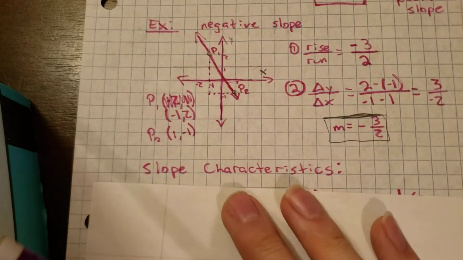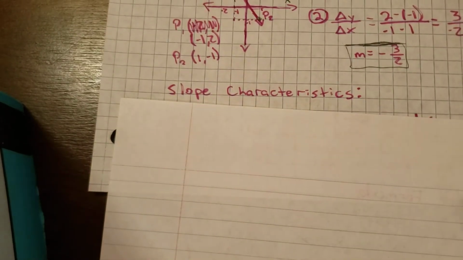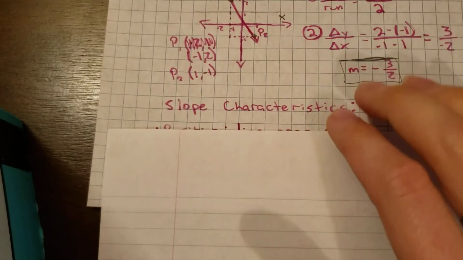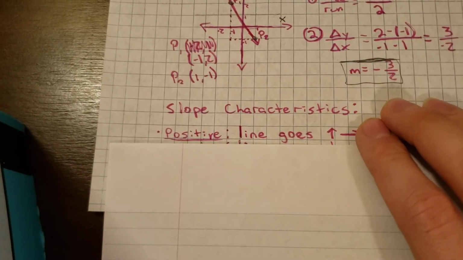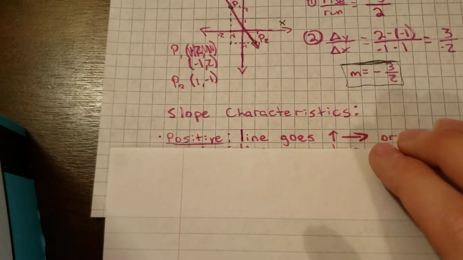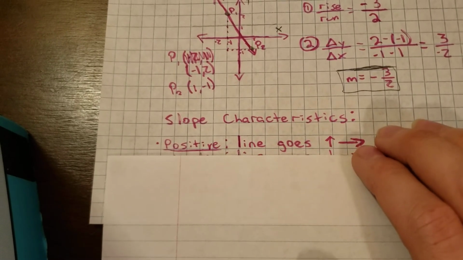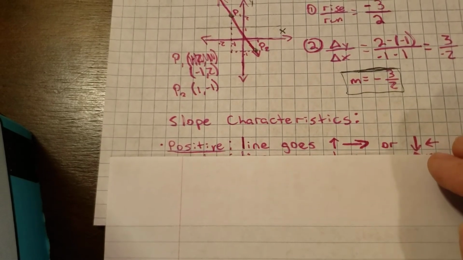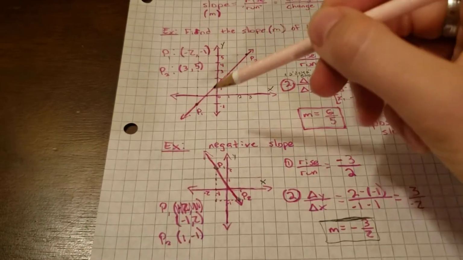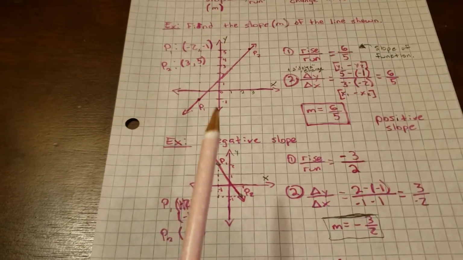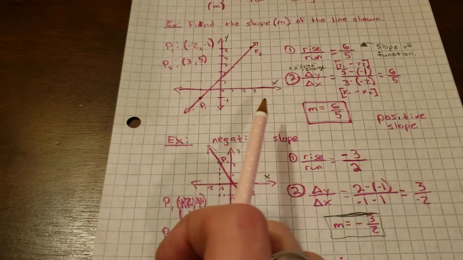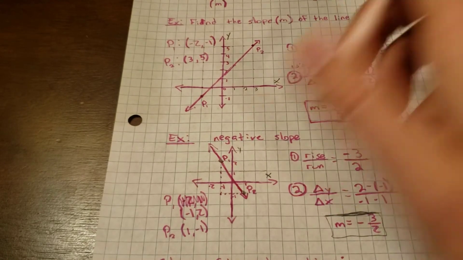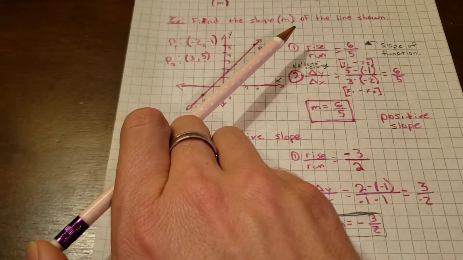How do we know if it's positive or negative besides just looking at the ratio here? If it's positive, our line will always go up and to the right. Or, depending on your perspective, it's going to go down and to the left. So let's look at this first one. We know this is a positive slope. And as we are going to the right, our line is going up. Up and up and up. This is a positive slope.